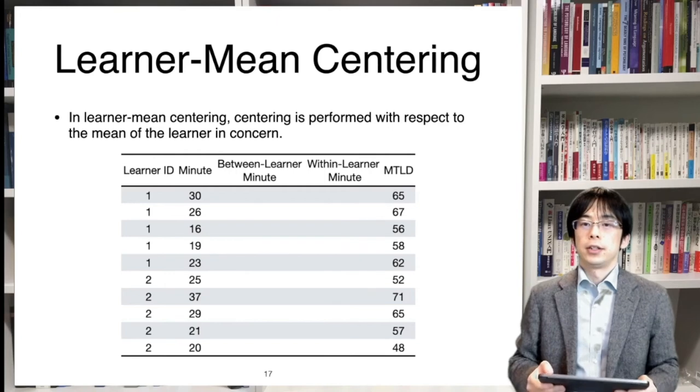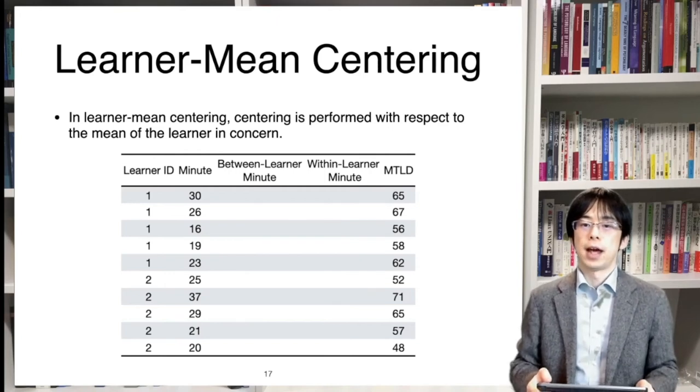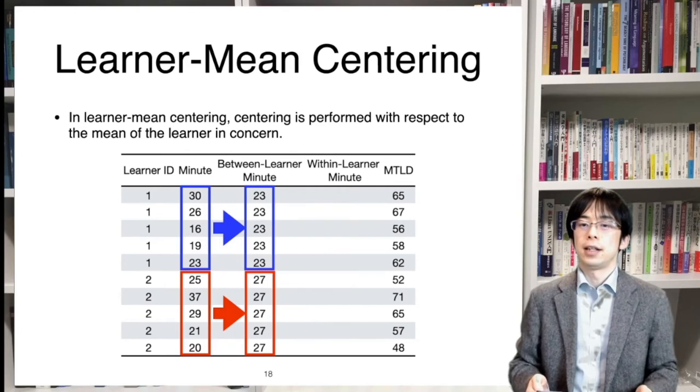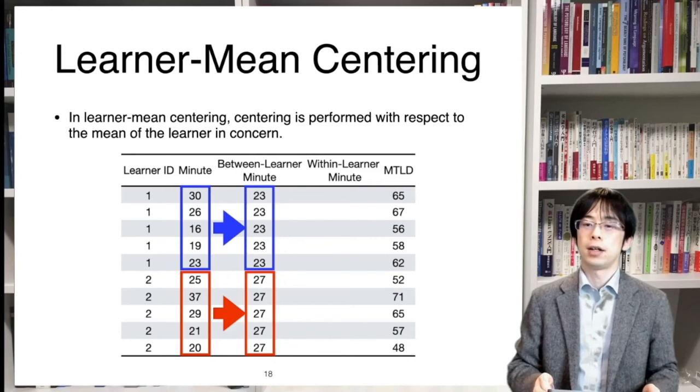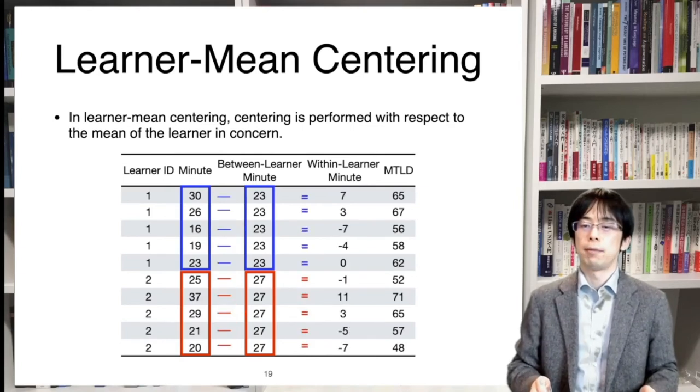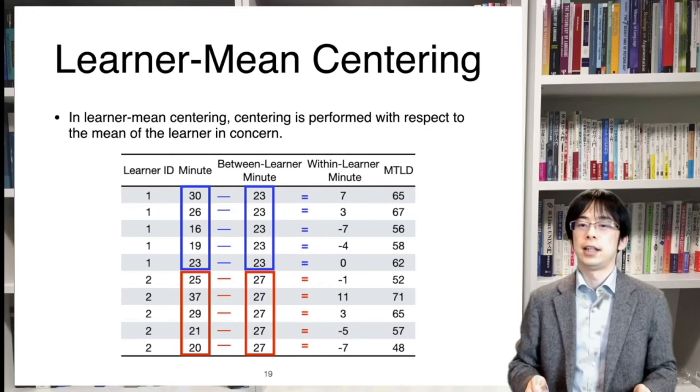So in this toy data, there are only two learners, and the second column shows the number of minutes each learner took to write each essay. We then calculate the mean number of minutes per learner. It was 23 minutes for learner 1 and 27 minutes for learner 2. We then calculate the difference between the raw number of minutes and the average number of minutes for that learner. And here's what we get.